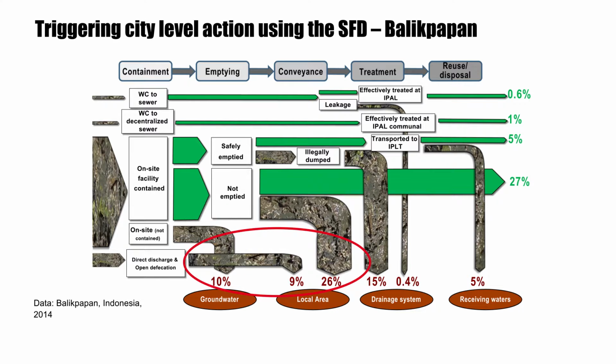The SFD shows that almost half the city's toilets do not contain fecal material effectively, and so it ends up in the environment, particularly in groundwater and surface water. Of the remaining amount of fecal waste that is collected, less than half arrives at the treatment plant, where treatment is seriously inadequate. On this basis, the planning team identified that the main priorities were to upgrade inadequate toilets, to improve emptying services, and to improve fecal sludge treatment.